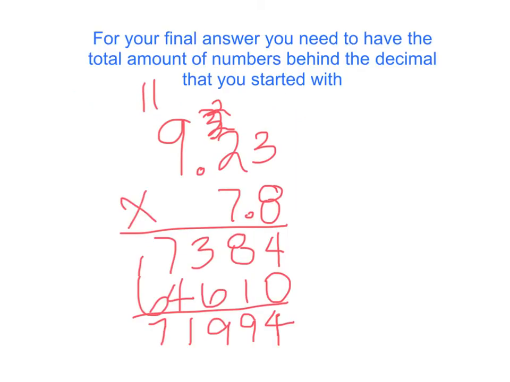So your final answer will need to have the total amount of numbers behind the decimal point that you started with. So here I had 1, 2, 3. So I'd have to have 3 places behind my decimal. So my decimal point would go right here. So my answer to the problem, 9 and 23 hundredths times 7 and 8 tenths would be 71 and 994 thousandths.